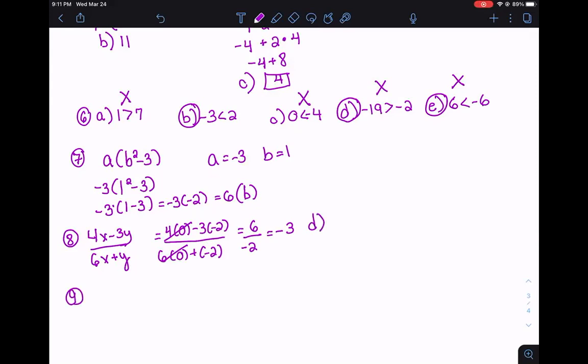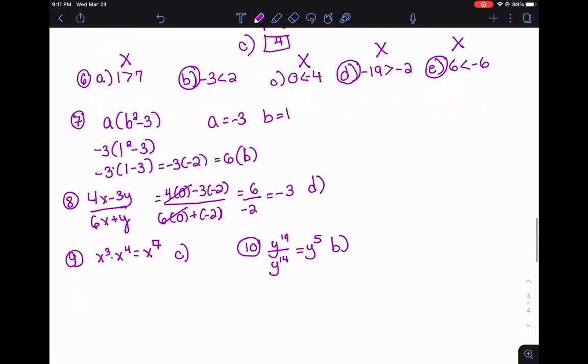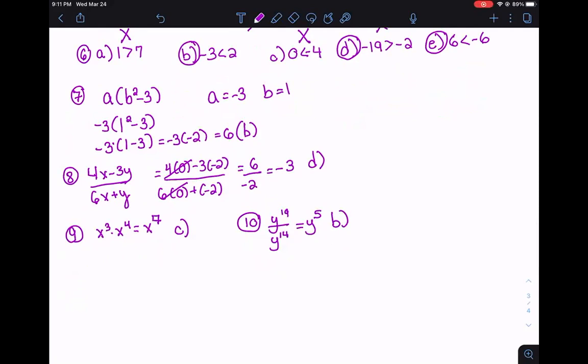Number 9, x cubed times x to the 4th. We know we add the exponents, we get x to the 7th. So that would be C. Number 10, y to the 19 over y to the 14 is y to the 5, which is choice B. Okay, so coming up in a moment will be 11 through 15. I'll pause for any questions and or for you guys to just get a breath in here.